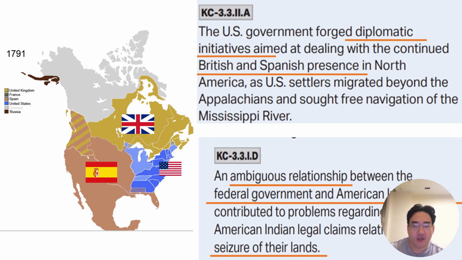Okay, so the map is kind of a little bit hard to read, but basically what's happening is that the U.S. government is going to forge diplomatic initiatives with Britain and Spain. If you see the map right here, Britain is to America's north and Spain is to its west. Well, what's west? All the land that the settlers in America want to migrate to. Well, Spain is in its way, so this is going to cause uneasy tensions within Washington's administration.